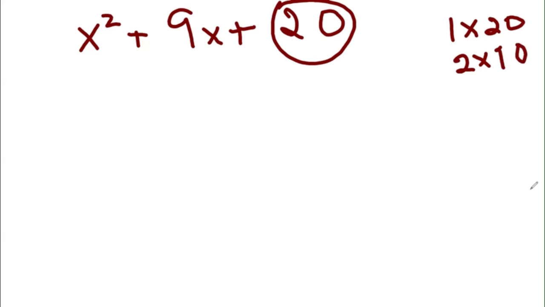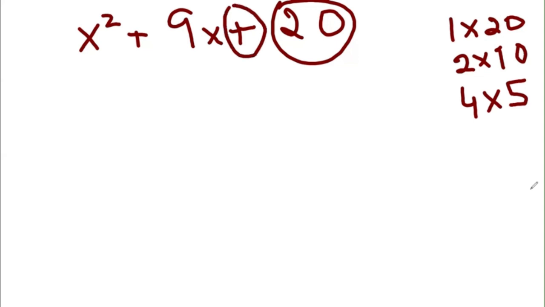And after that, in table of 3, no, it's not there. What about table of 4? Yes, 4 5s are 20. These are the three factors: 1 multiplied by 20, 2 multiplied by 10, and 4 multiplied by 5. Out of these three, you have to select one. So again, check this sign.